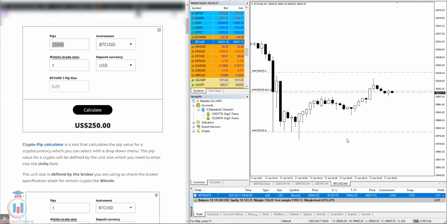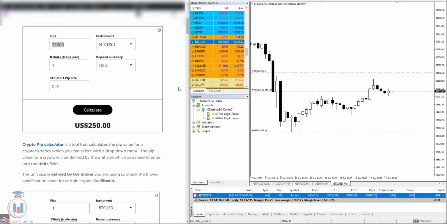$110.67. And the take profit I have put for 25,000 pips would be equal to $239.83. Now you can see the difference here compared to the calculator, because we have a spread, and the spread from the broker is, I think, 1,000 pips. So this is the price difference of $10 that we have on the stop loss, and we have around $10 difference on the take profit.